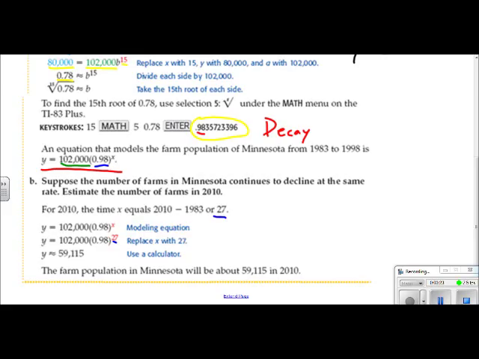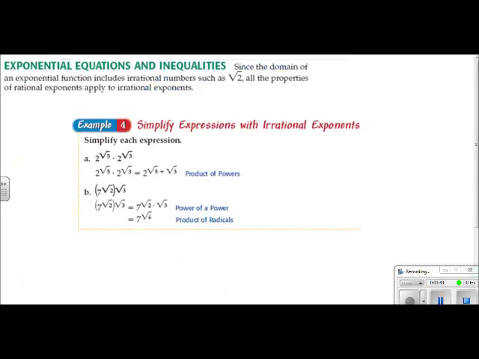Now remember, you want to make sure that you're doing this piece first: 0.98 to the 27th power, then multiply it by 102,000. Make sure you are getting that right on your calculator. You're not multiplying these two first. That would be wrong. So in the end, you should get approximately 59,115 farms. Pretty crazy.